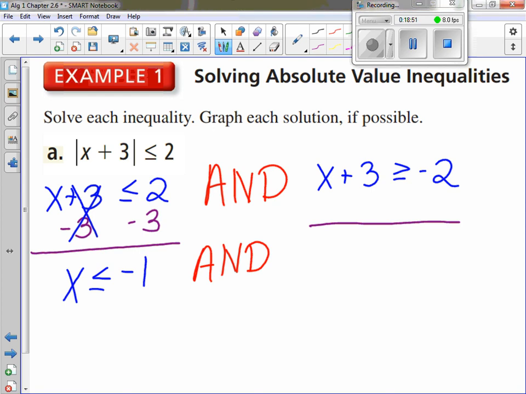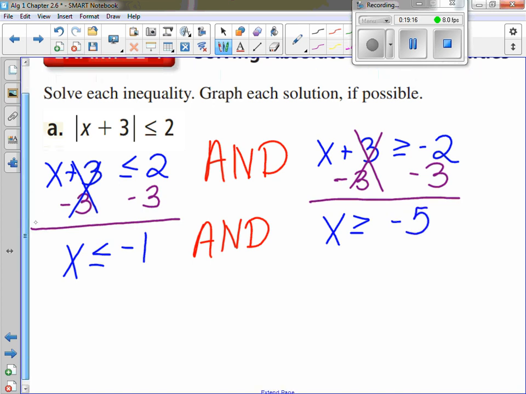Now let's look at the other one. X plus 3 is greater than or equal to negative 2. So our first step would be to minus 3 from both sides. Because again, positive 3 minus 3 is 0. And leaves us with x is greater than or equal to negative 5. Because negative 2 minus 3 is negative 5.